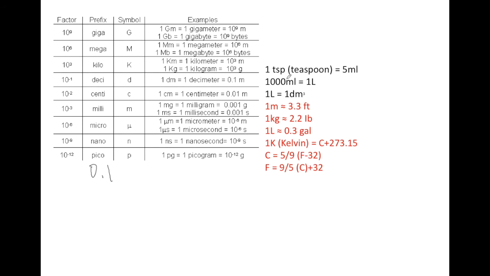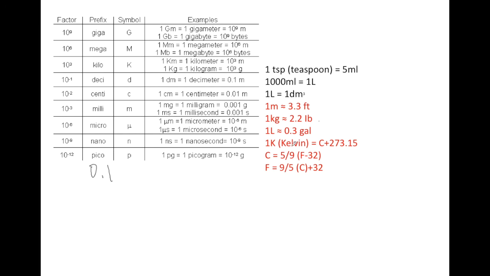1 teaspoon of something is 5 milliliters, and 1,000 milliliters equals a liter. 1 liter equals a decimeter cubed, and 1 meter approximately equals 3.3 feet. 1 kilogram approximately equals 2.2 pounds. The lb here is just pounds. 1 liter is approximately equal to 0.3 gallons.